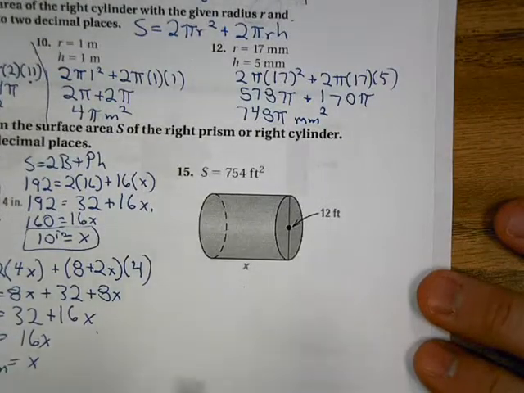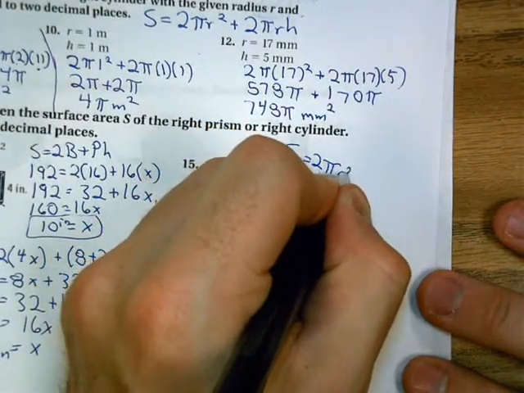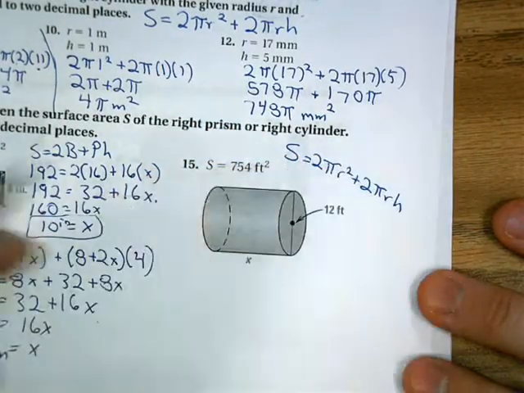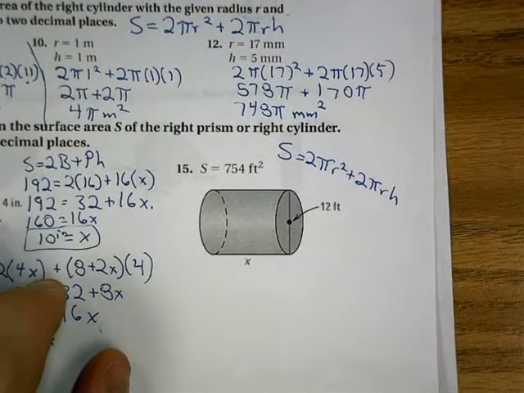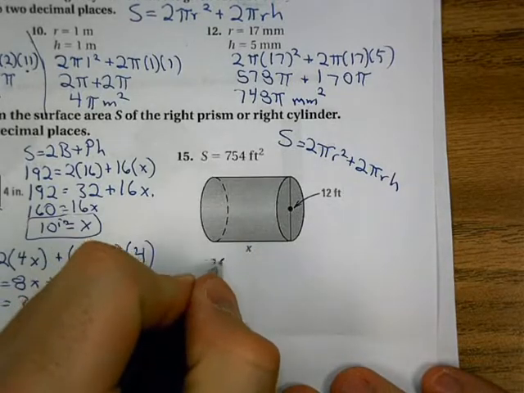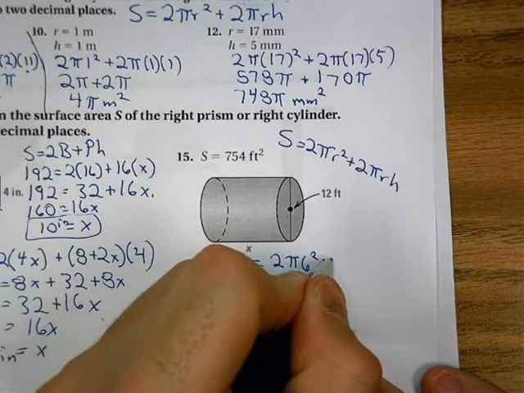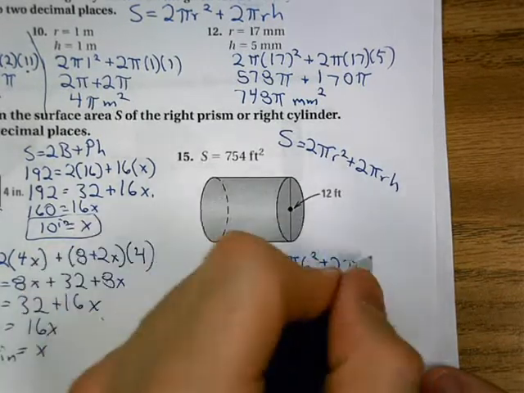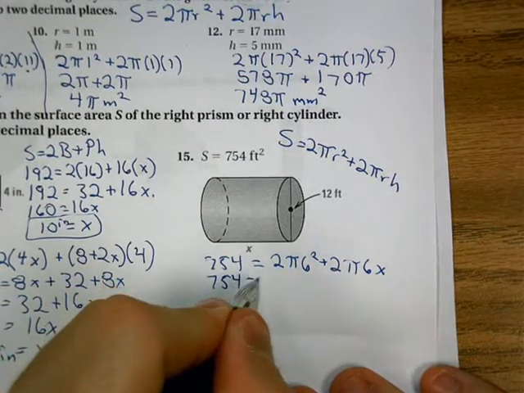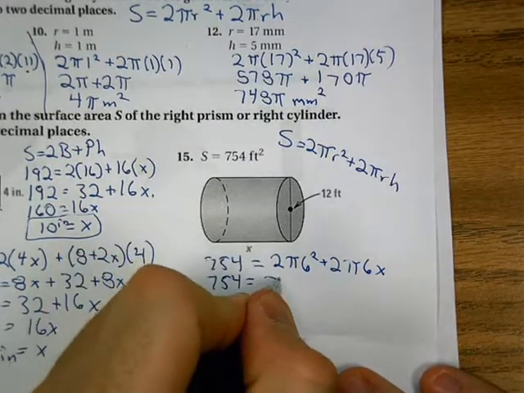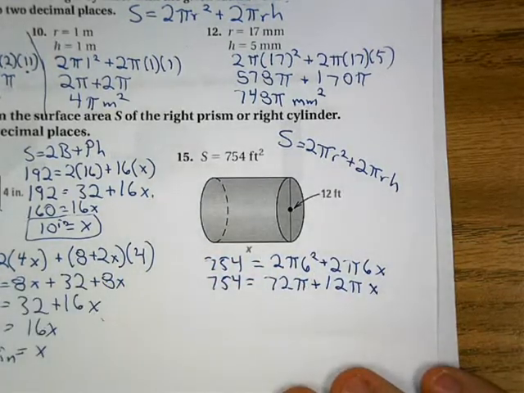Now 15, I have my cylinder, and the formula for a cylinder is 2 pi r squared plus 2 pi r h. Now for this one, I'm going to use 754 as my surface area, is equal to 2 pi times 6 squared plus 2 pi times 6 times x. Clean this up a little bit. 6 squared is 36, times 2 is 72 pi. And then I get 12 pi x for my last term.